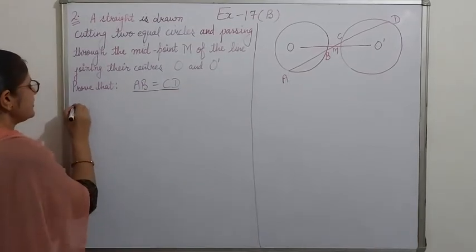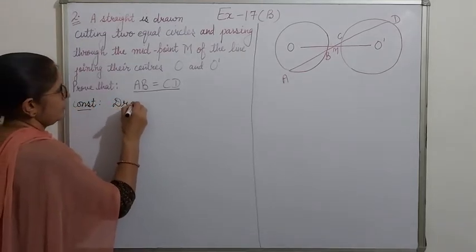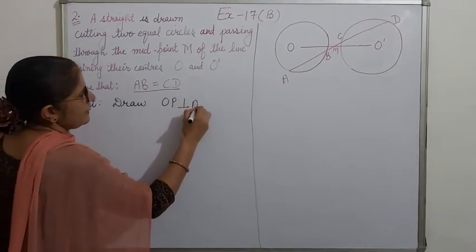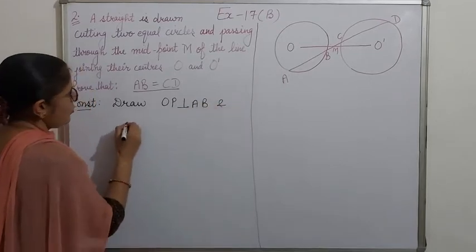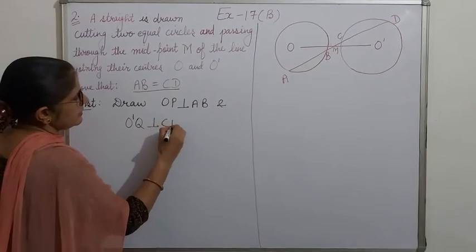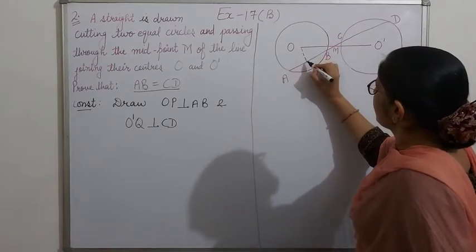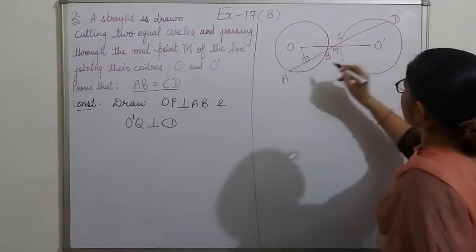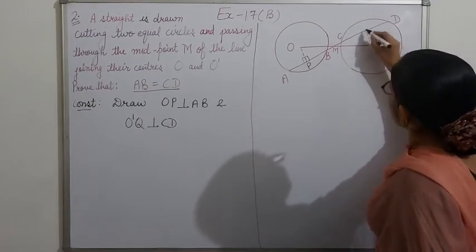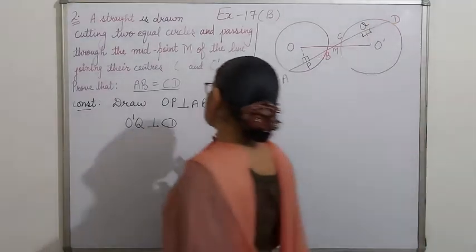So we do construction here. Draw OP perpendicular to AB and O dash Q perpendicular to CD. These two perpendiculars we draw here. This is 90 and this point is P. Here also O dash Q, and here 90.